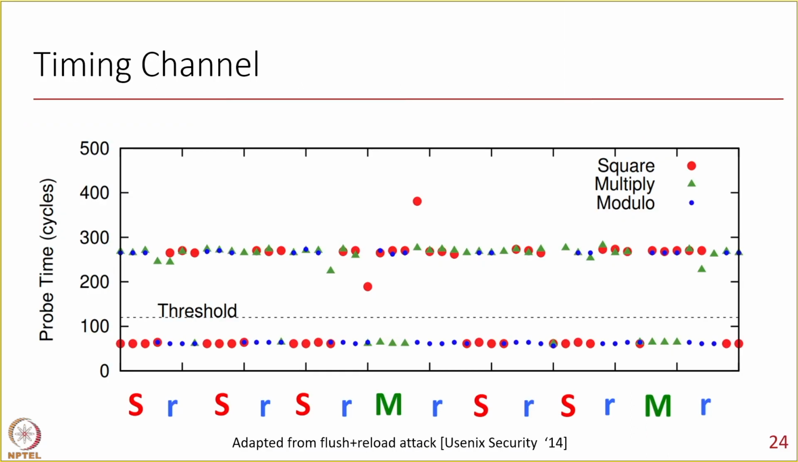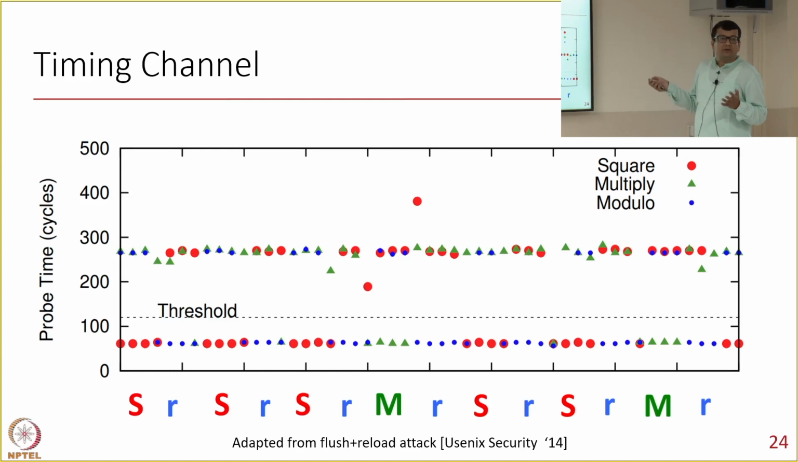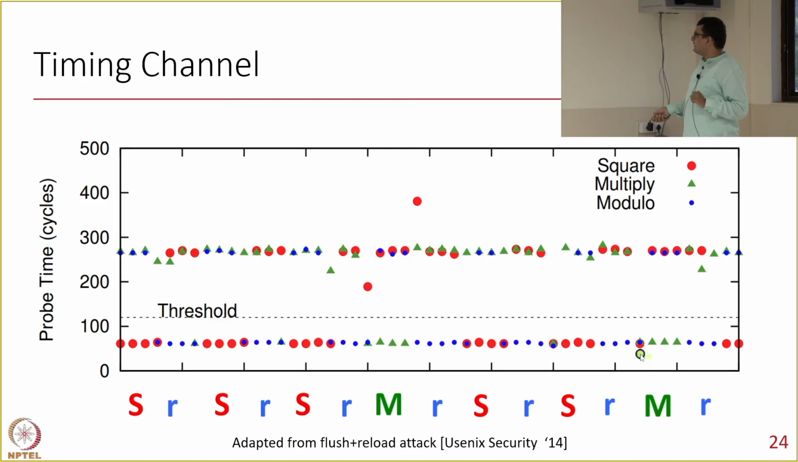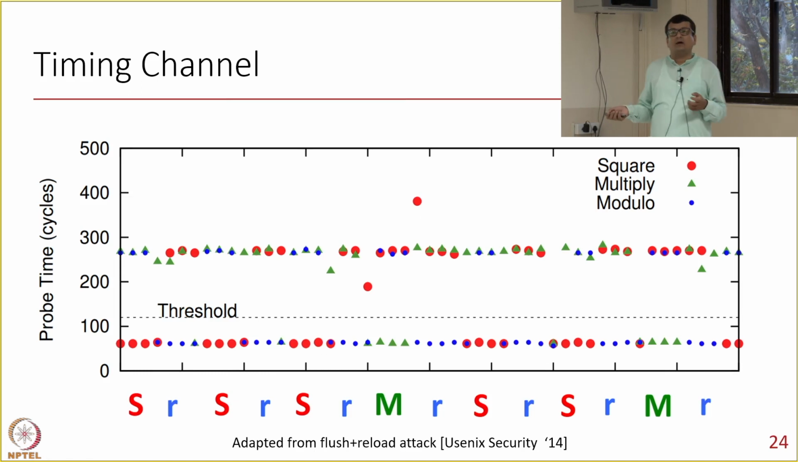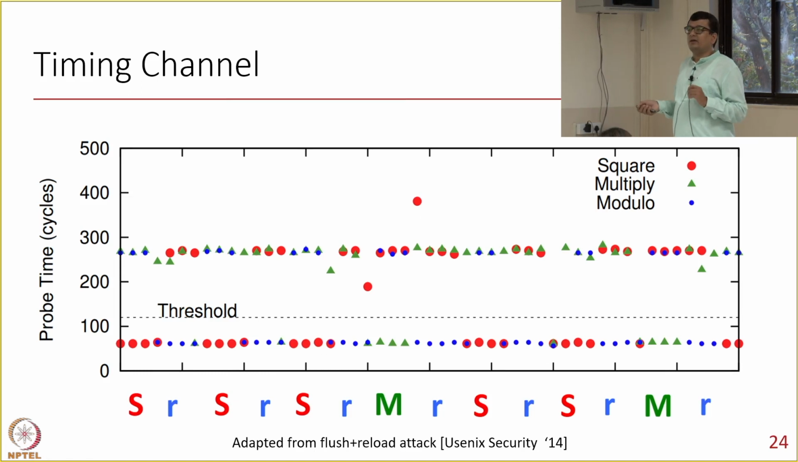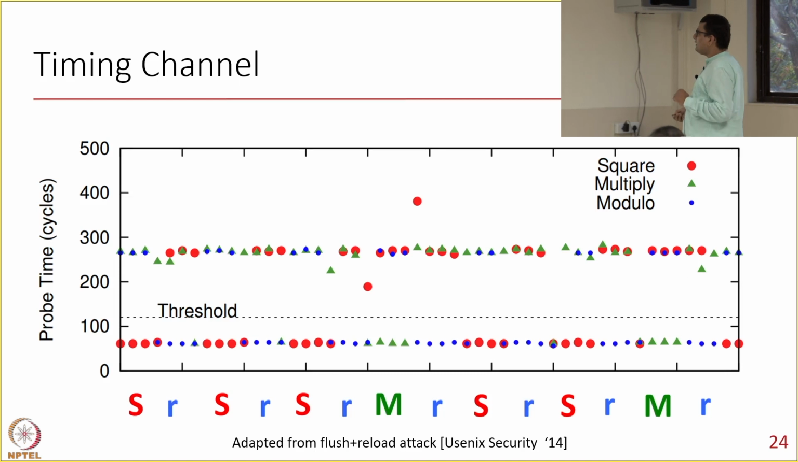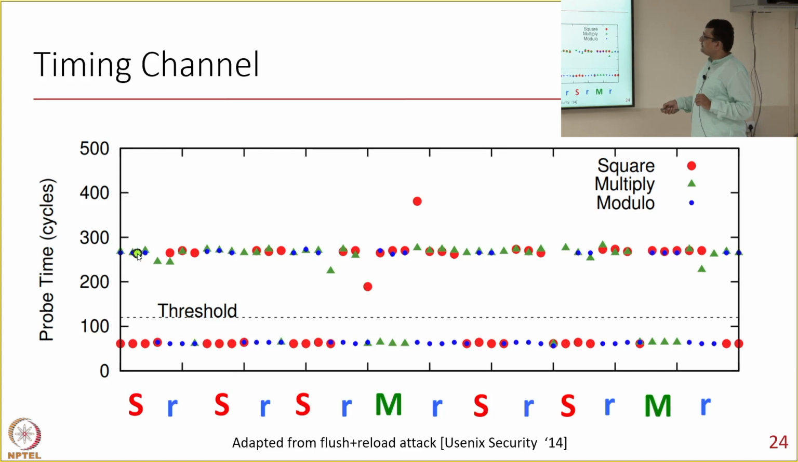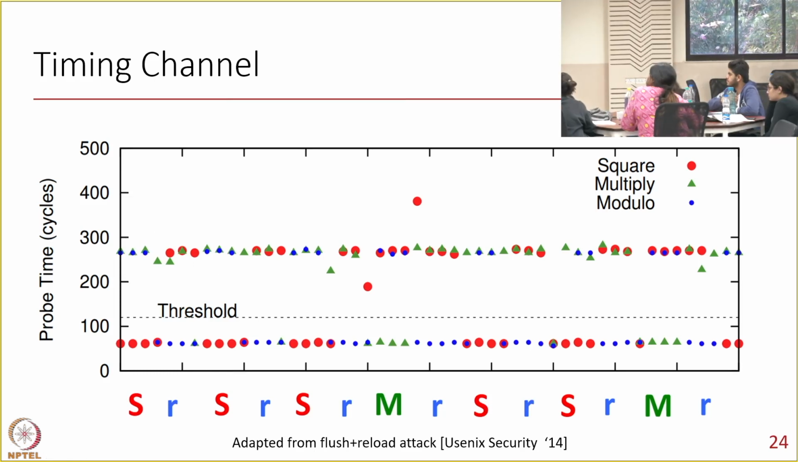So the y-axis here shows the latency or the time units when you try to access all these addresses. The x-axis is showing the different addresses. The addresses correspond to S, R, M and R: square, reduce, multiply and reduce. Now if you look here, there are certain iterations where the time or the latency is actually higher. Why is it so? Any guess? Come on, this is pretty straightforward.